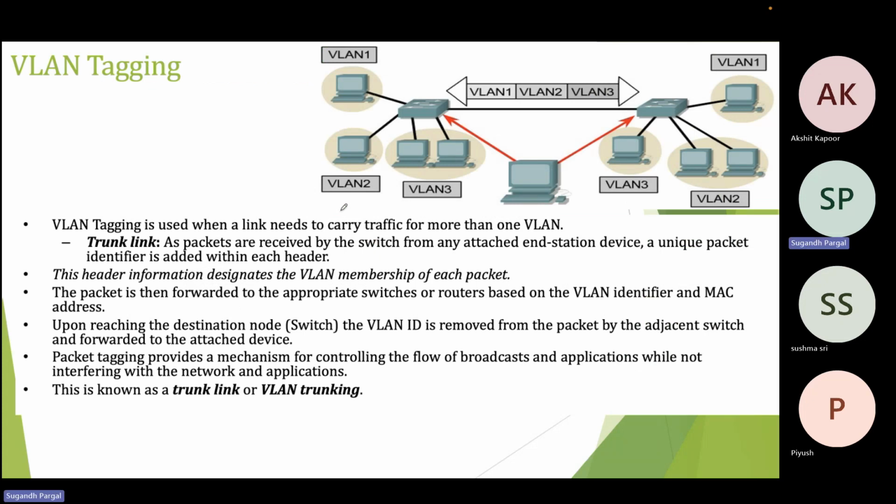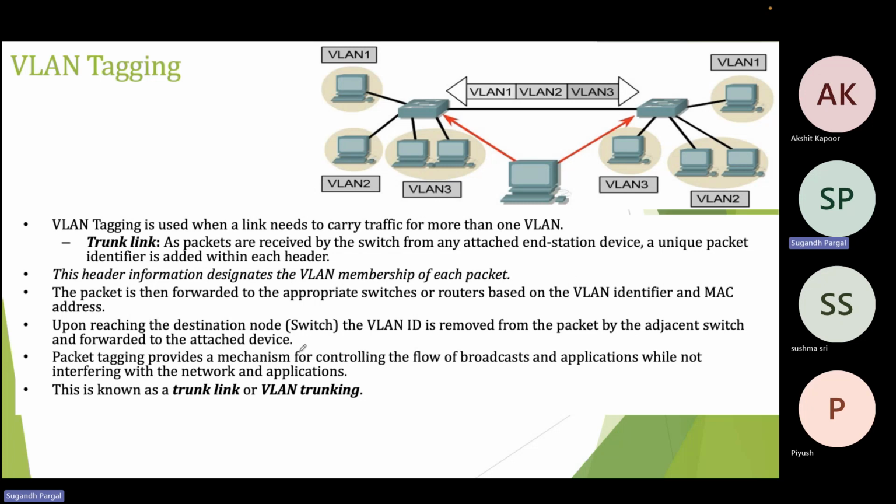So then there is VLAN tagging, which is used when a link needs to carry traffic for more than one VLAN. For that purpose, we use the trunk link. As the packets are received by the switch from any attached end station device, a unique packet identifier is added within each header. This header information designates the VLAN membership of each packet. The packet is then forwarded to the appropriate switches or routers based on the VLAN identifier and MAC addresses.